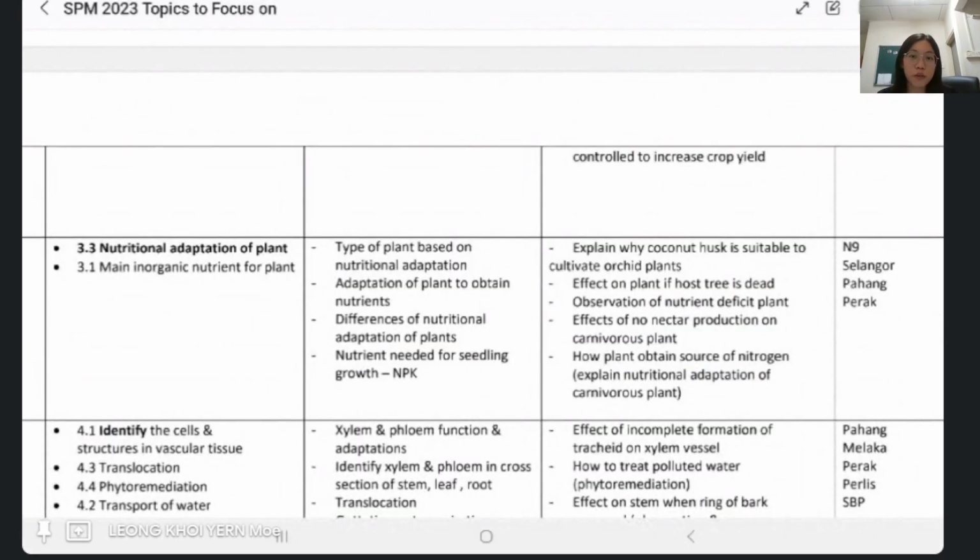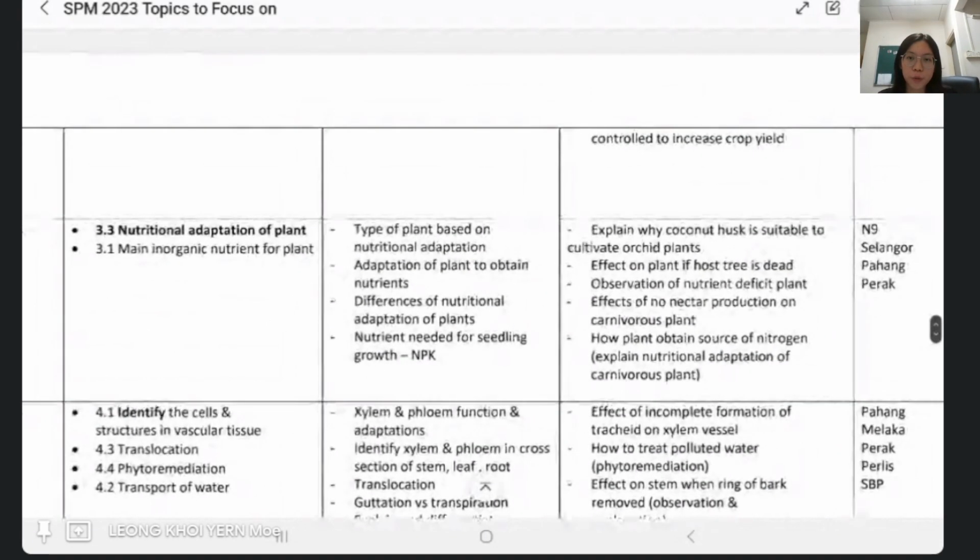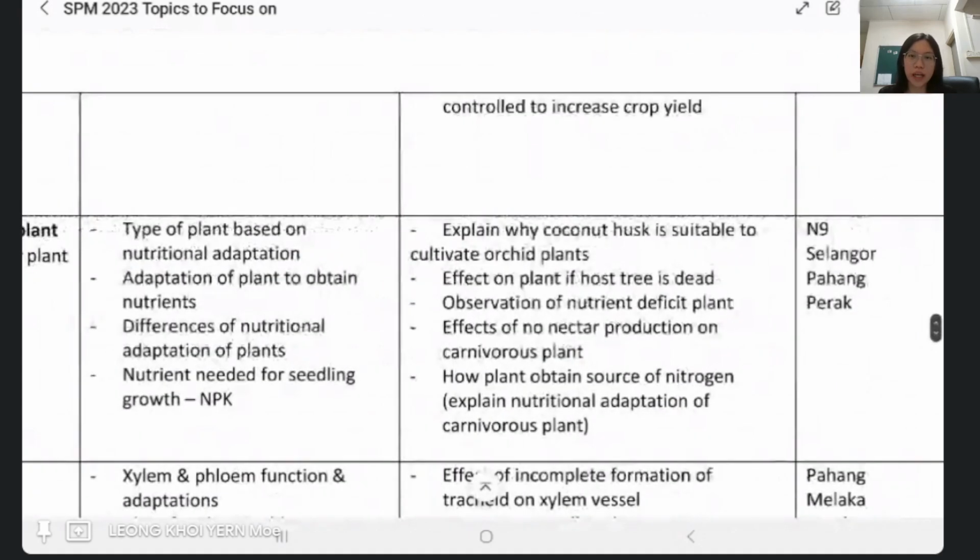So that's all for this chapter, where you have to emphasize more on the nutritional adaptation of the plant. And then basically know these three plants: epiphytic plant, parasitic plant, and carnivorous plant. And the nutrients needed for seedling growth, maybe you can read through it, NPK.